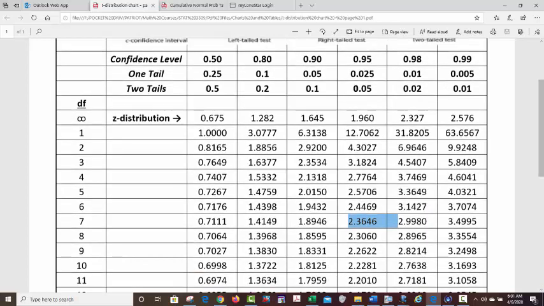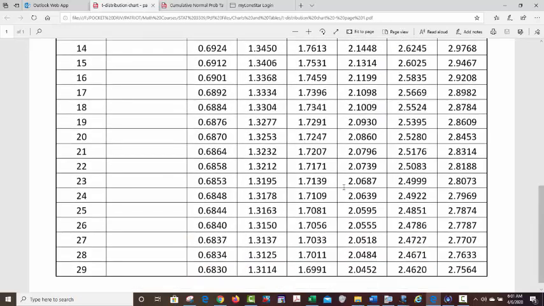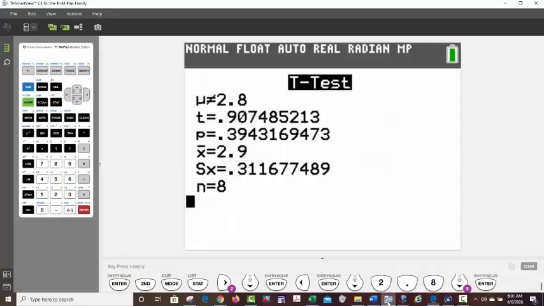And there we are. We're right there. There's the two-tailed 0.05 column. 24 degrees of freedom. 2.0639.